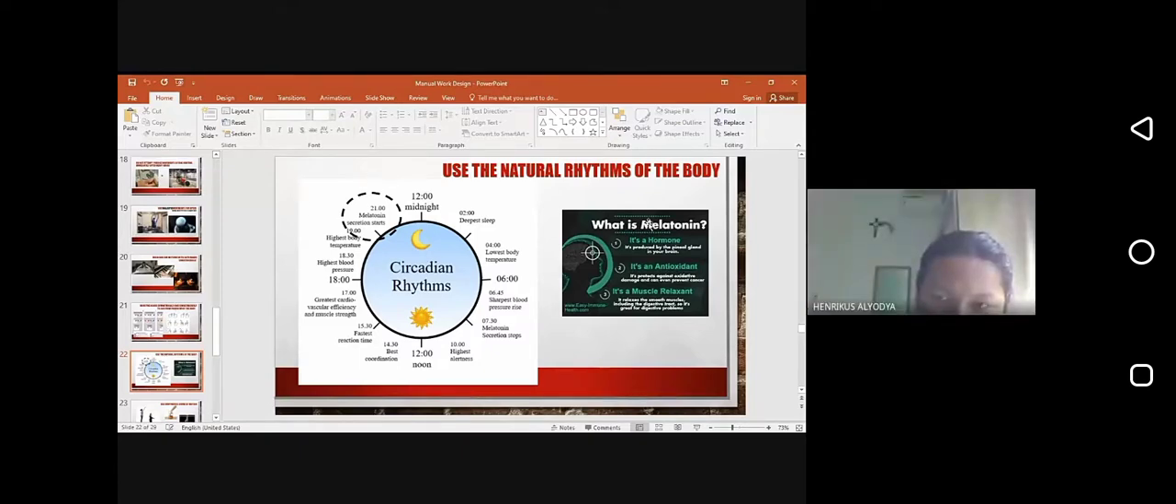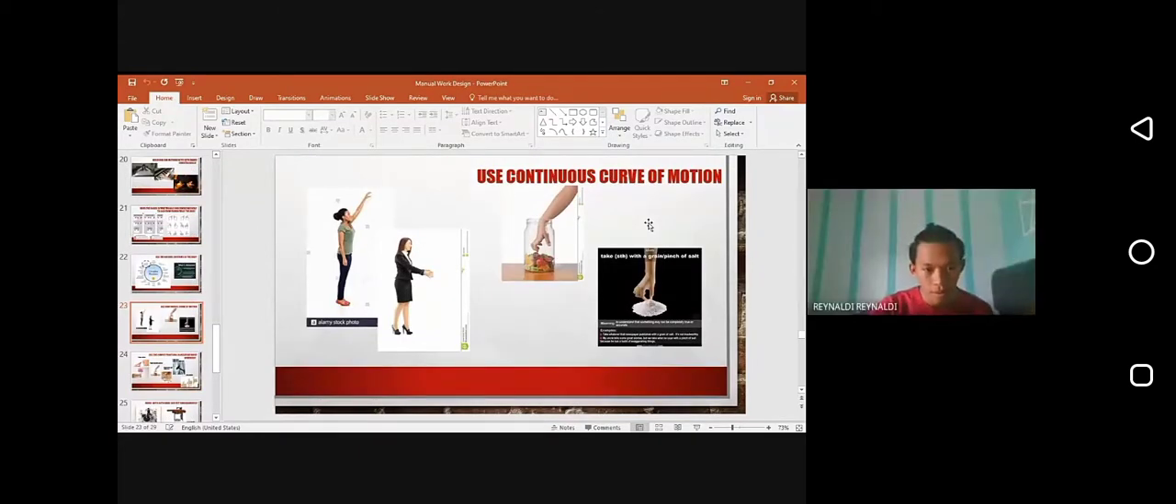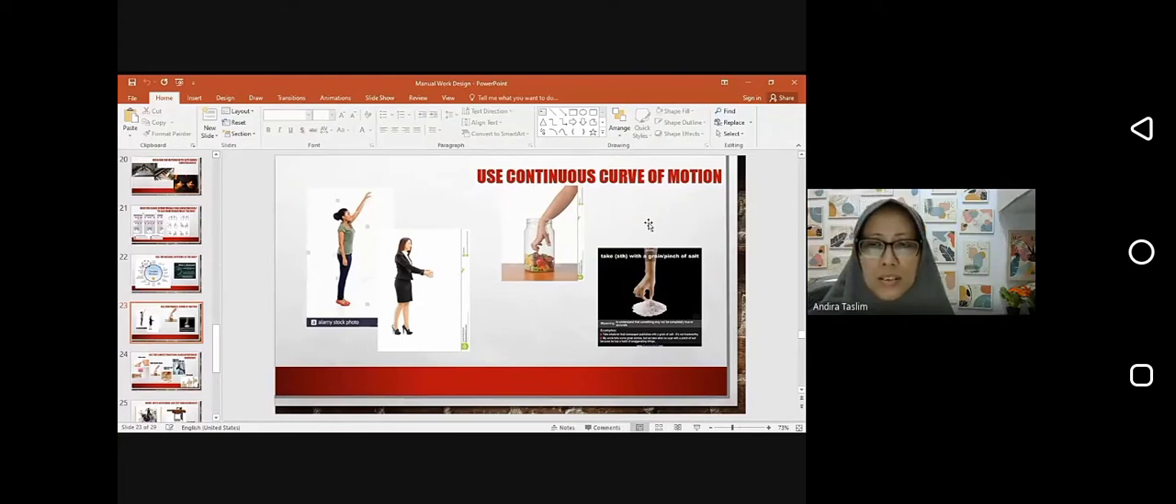Yes, ma'am. Okay, this one is use continuous curve of motion. It is quite similar to the ballistic movement. If you want to combine several movements, the continuous movement is one that is not against the natural body movement.